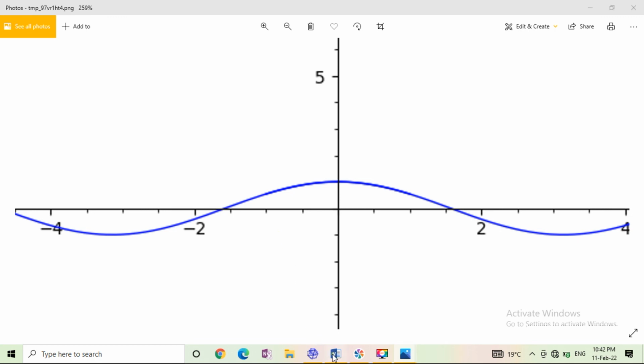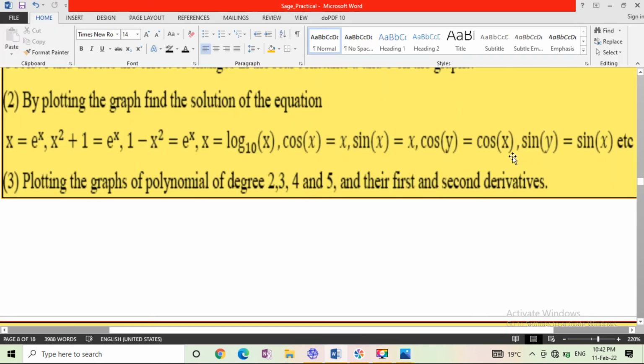Similarly, you find the solution: this equation has infinitely many solutions, and similarly sin y is equal to sin x also has infinitely many solutions. So I will stop here. In the next class we discuss practical number 3. Thank you.